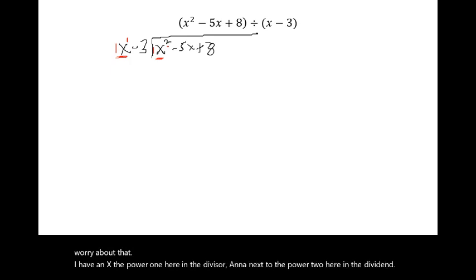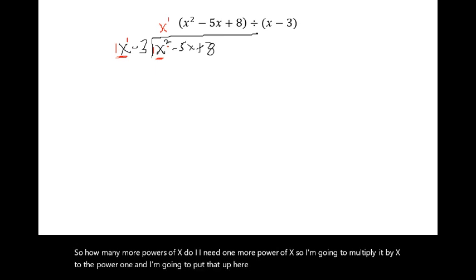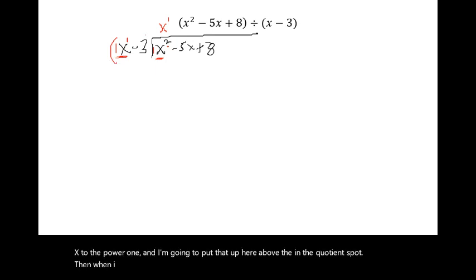So how many more powers of x do I need? I need 1 more power of x. So I'm going to multiply it by x to the power 1, and I'm going to put that up here above in the quotient spot. Then, when I multiply, here's where you need to distribute.